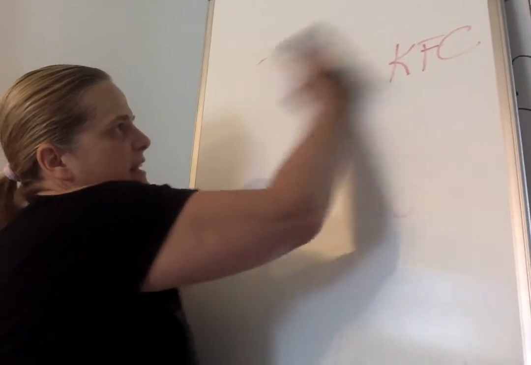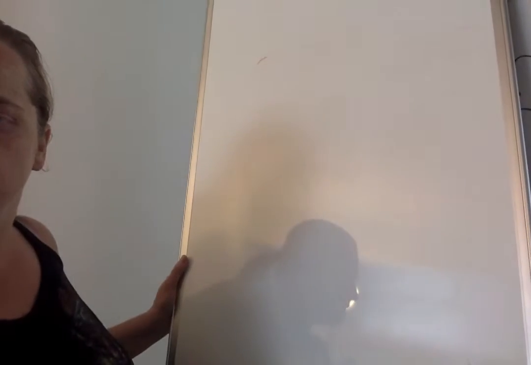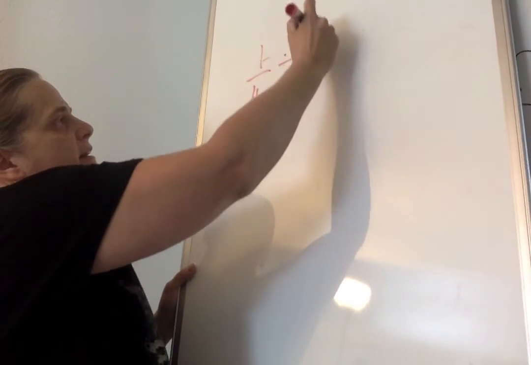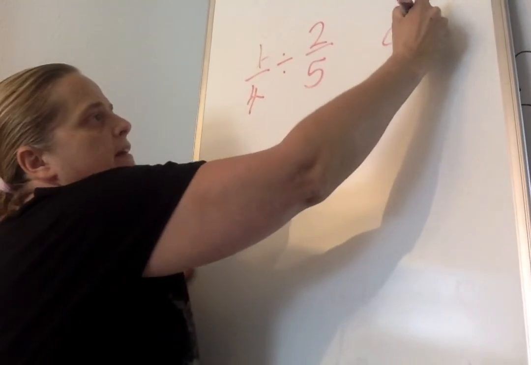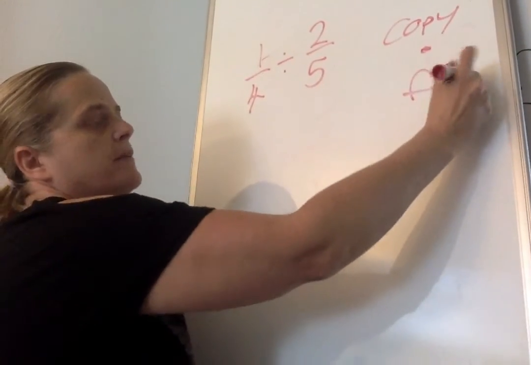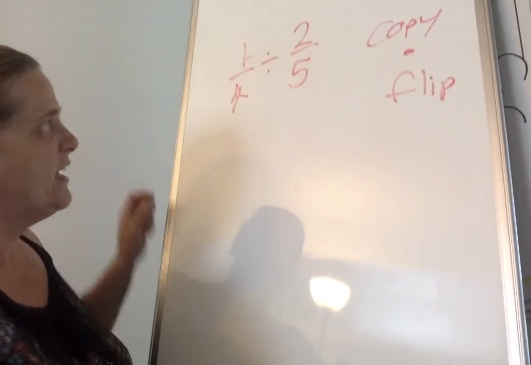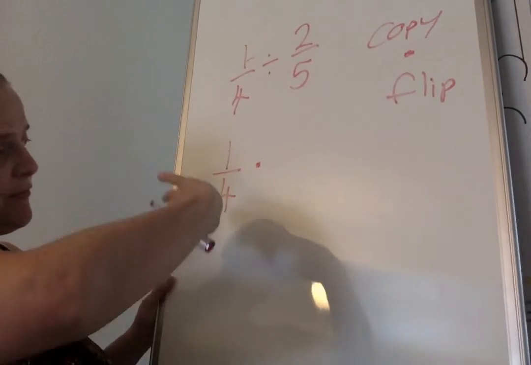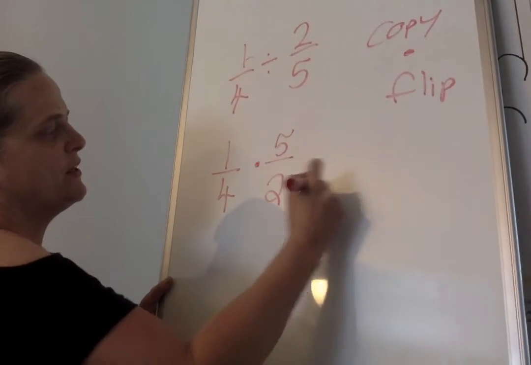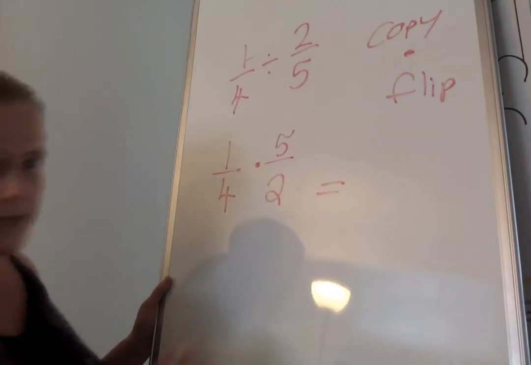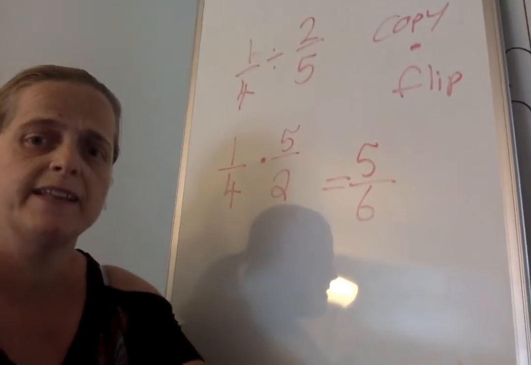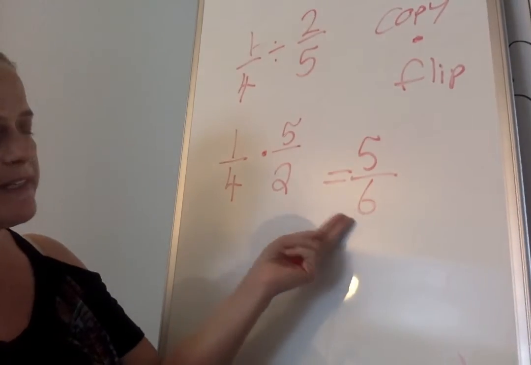Instead of using KFC, we'll use copy dot flip. So we will do 1/4 divided by 2/5. Copy dot flip. And I write it down so I don't forget it. Copy the first fraction. Dot, that's now multiplication. Flip the second fraction, 5/2. Now we have 1 times 5 is 5, 4 times 2 is 8. Will this fraction reduce, or is it already in the simplest form? 5 is prime, 8 is not a friend of 5, it is in the simplest form.